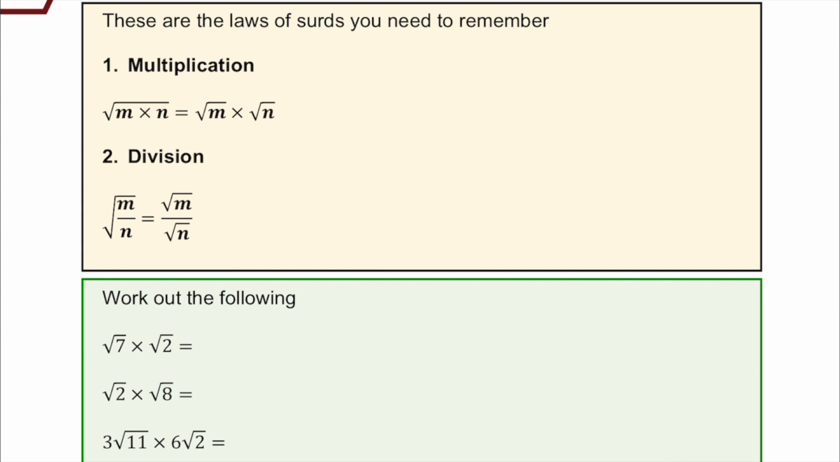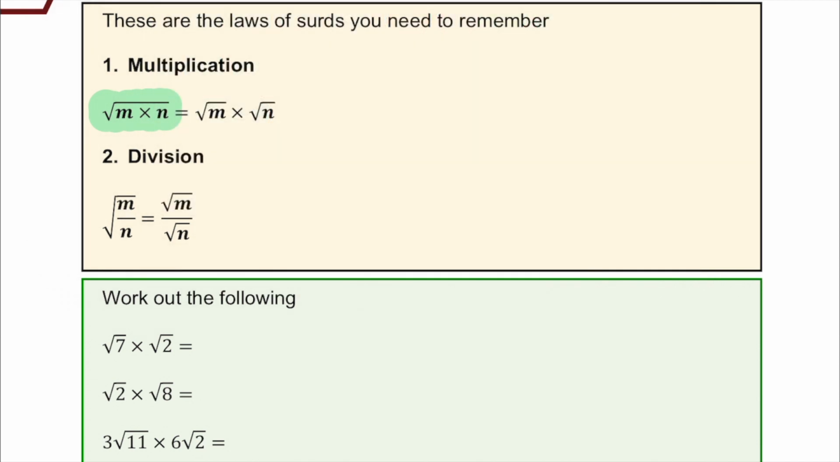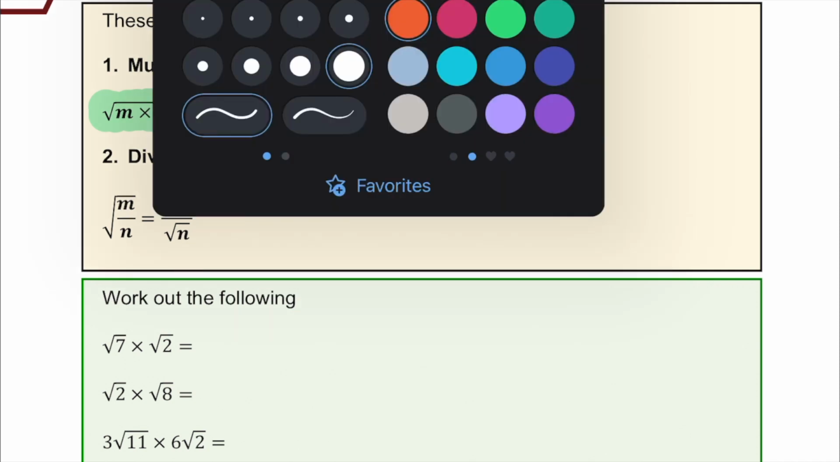All that it is stating here is that if you have one big root sign over two things that are being multiplied together, and that's important, it works only if they're being multiplied together for this first one, then you can take that one big root and split it into two separate ones. So instead of the square root of m times n, we can now split that into two separate roots. So it's the root m times by the root n. We've split them apart.